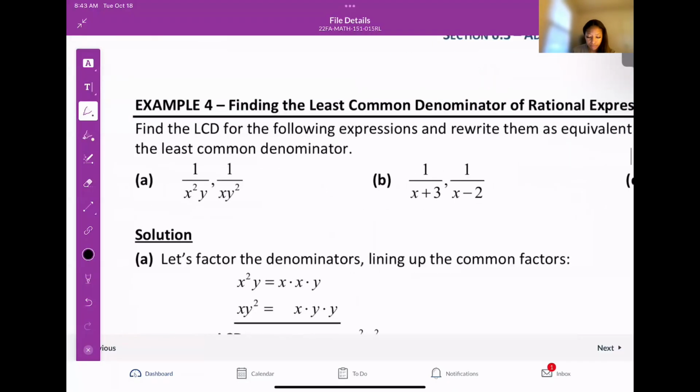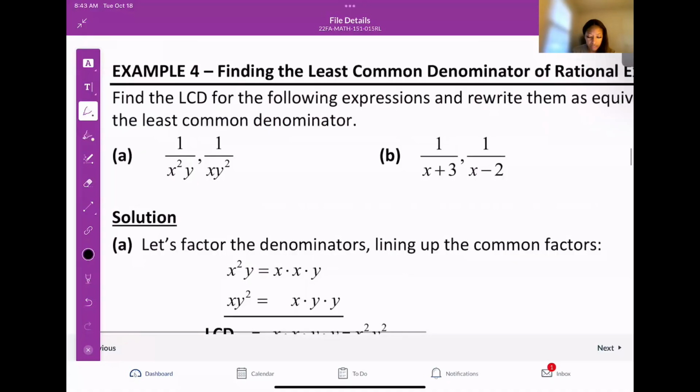So for the first expression, we want the least common denominator for 1/x squared y and 1/xy squared. So you're going to factor each denominator as much as possible. The first one is x times x times y, and the second one is x times y times y. So you're going to look at these separately. Look at the x's and then look at the y's.